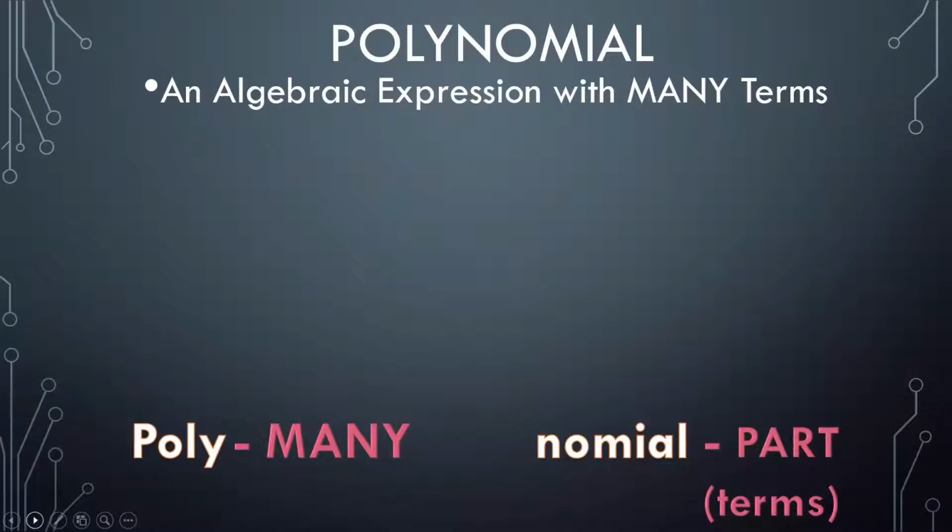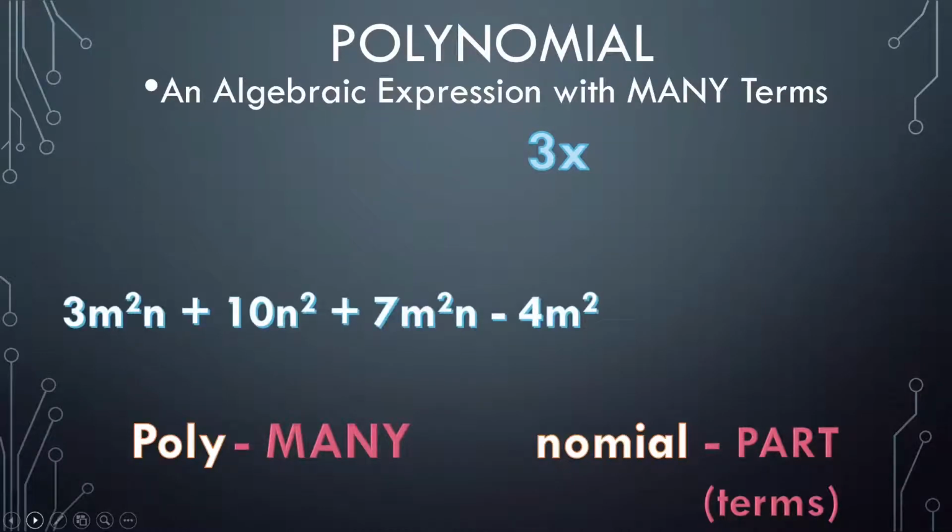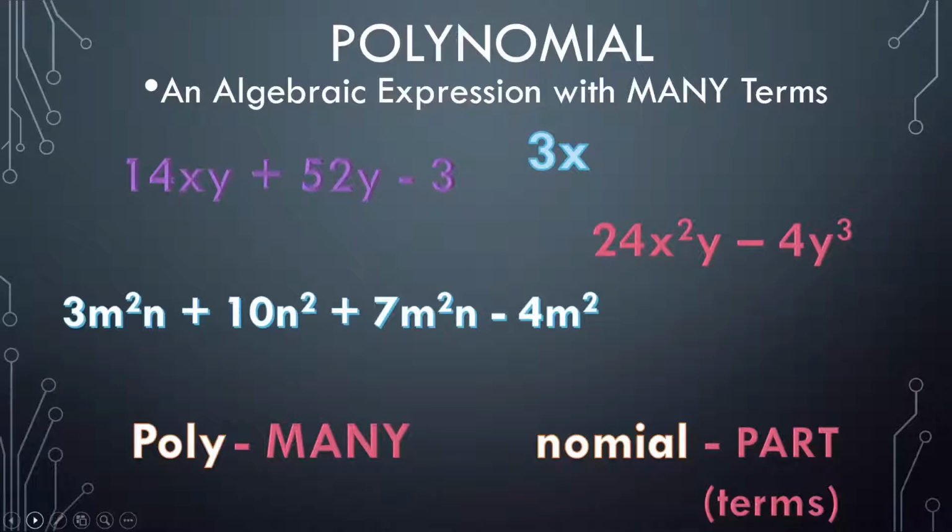Okay, so if we take a look, you have 3x. That's a polynomial. It just has 1 term. Here's a polynomial. This one happens to have 4 terms. This polynomial has 2 terms. And again, this one has 3.